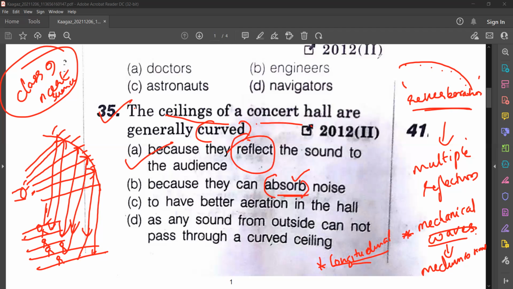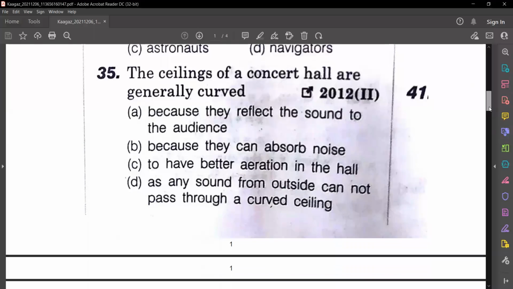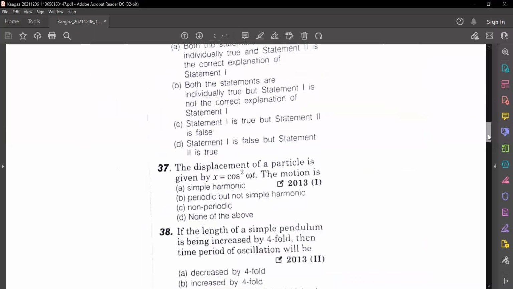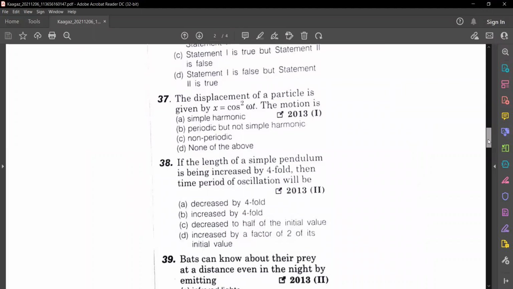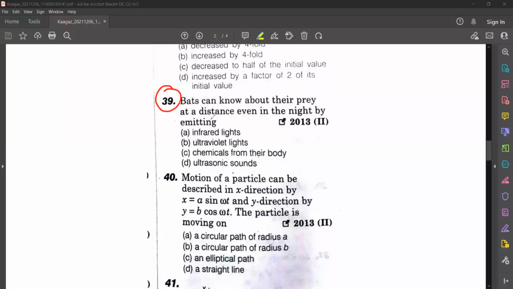So moving to the next question. See the question number 39. Bats can know about their prey at a distance even in the night by emitting infrared lights, ultraviolet lights, chemicals from their body, or ultrasonic sounds. Which is the correct option? That is also a question directly from NCERT class 9 science, isn't it? Bats can know about their prey at a distance even in the night by emitting.